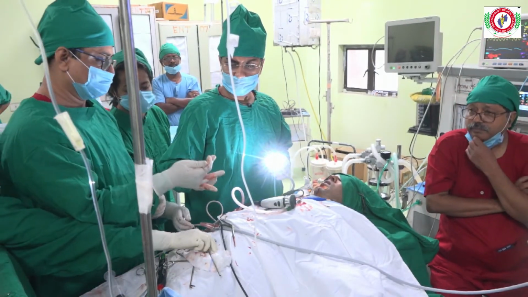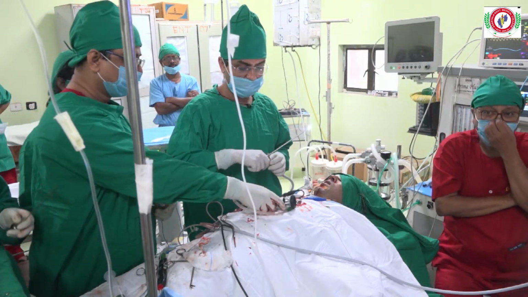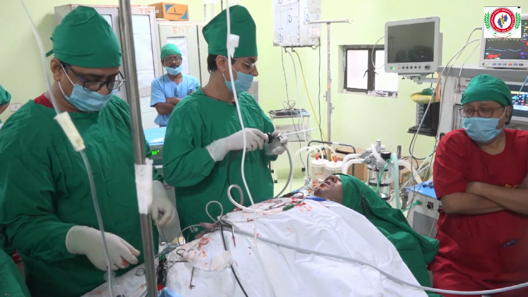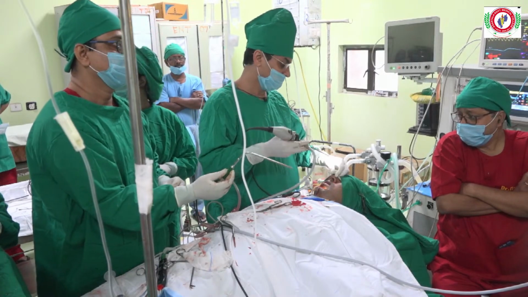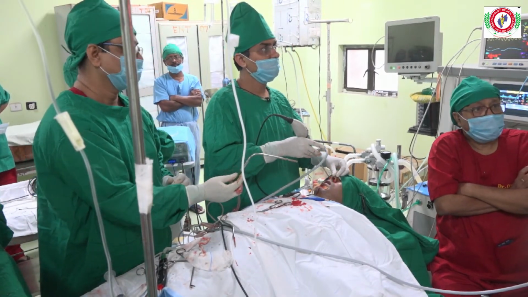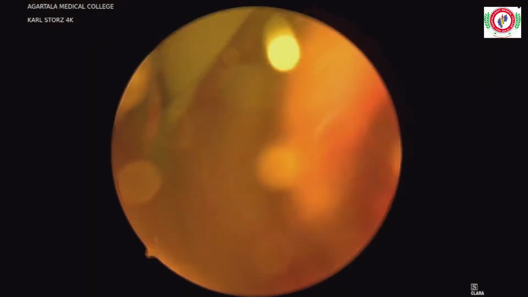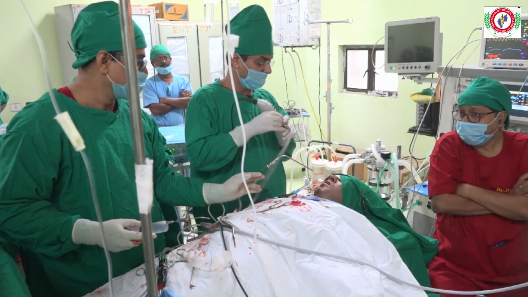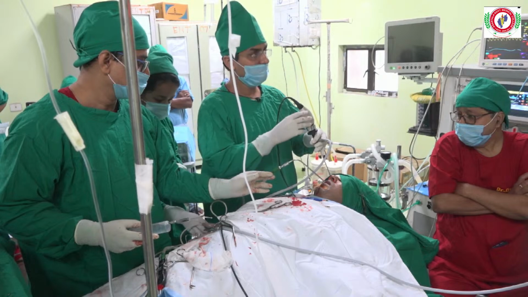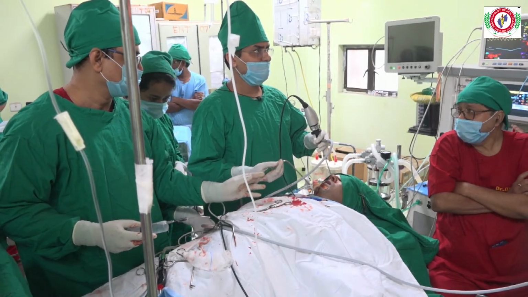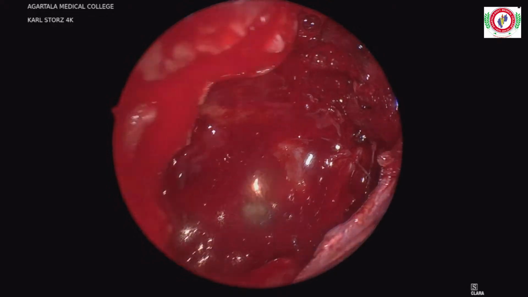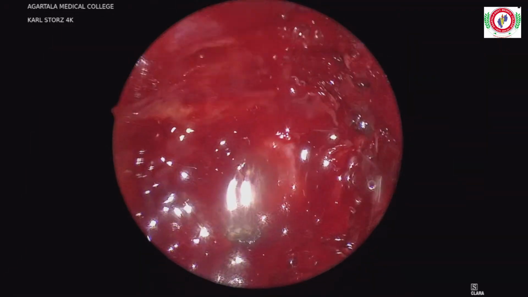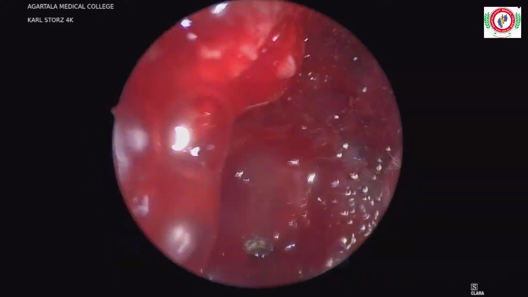So I'll have a look with the angled scope maybe. I think I'm done, but I'd like to have a look anteriorly. Yes, we can induce the second case. So it looks pretty clear to me now. Wash and scrape with the gauze and then pack it.